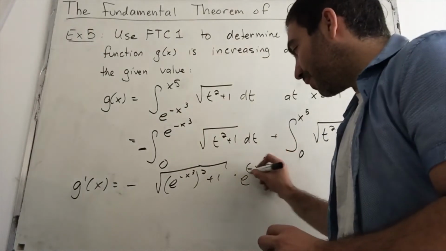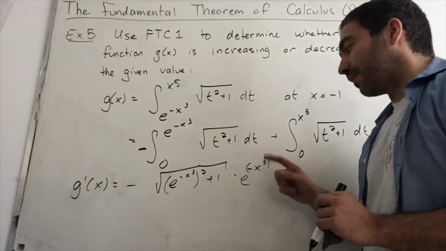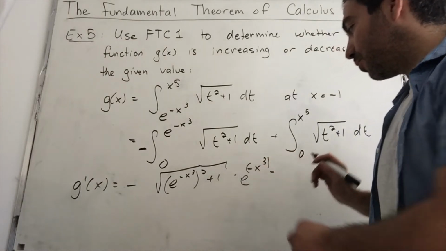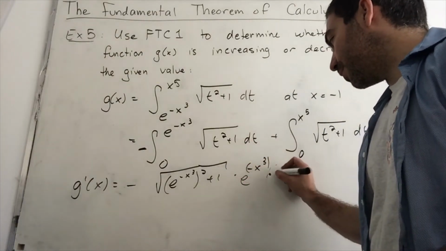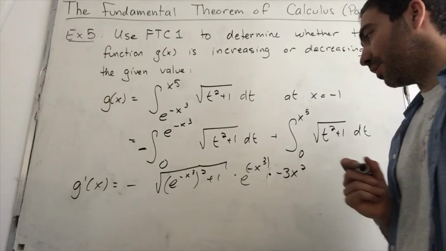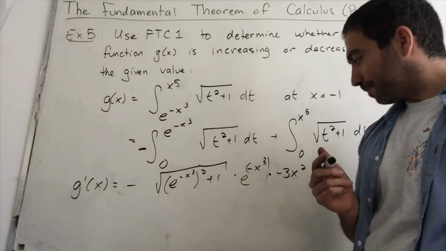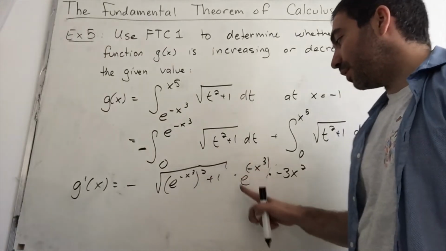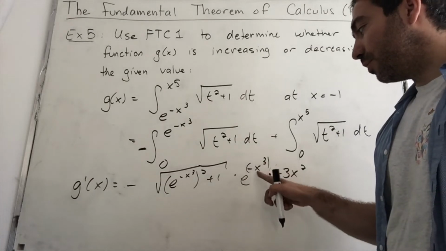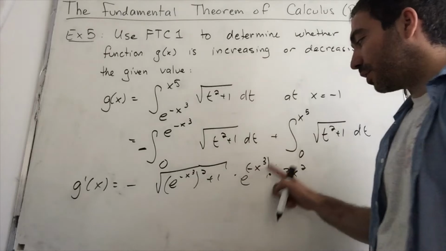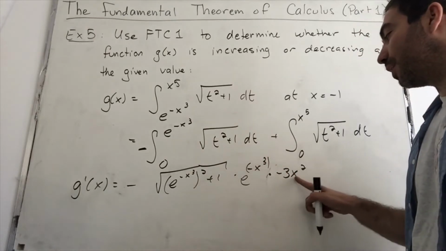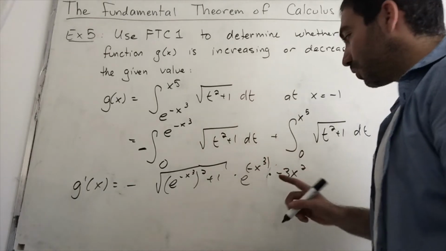And now we have to take the derivative of what's in the exponent, negative x cubed. So the derivative of negative x cubed, essentially we're applying chain rule twice. So we get times negative 3x squared. Okay, so we applied chain rule twice. e to the negative x cubed stays e to the negative x cubed, because the derivative of e to the x is e to the x, and then the derivative of negative x cubed is negative 3x squared by power rule. So that part is done.